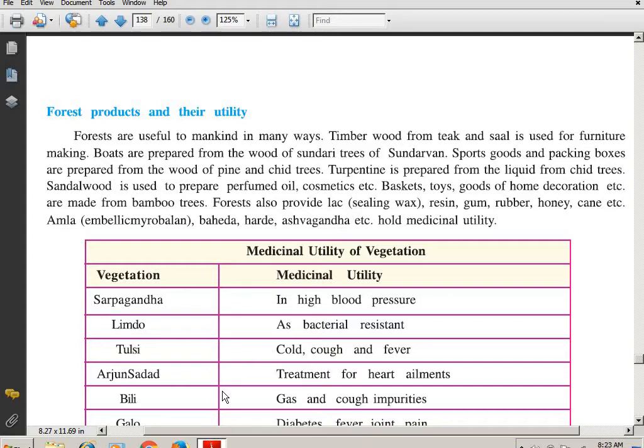We also studied that there are different types of natural vegetation: tropical rainforests, tropical deciduous forests, tropical desert vegetation, temperate forest, grasslands, and mangrove, that is also called tidal forest. We studied the type of trees we see in the tropical rainforest, what their characteristics are, how much temperature or rainfall is required, and which states fall into tropical rainforests.